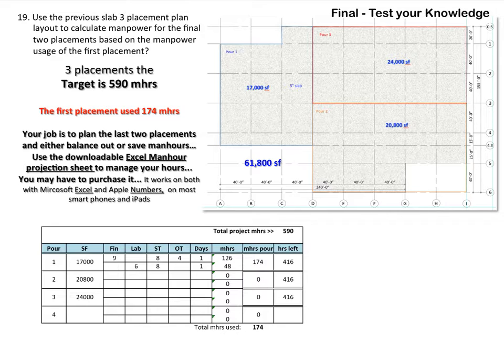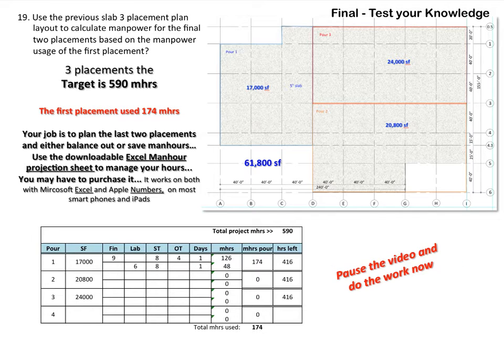Now you can use the downloadable Excel man-hour projection sheet to manage your hours. You may have to purchase it. It works on both Microsoft Excel and Apple Numbers on most smartphones and iPads. After the first pour, there is 416 man hours left to complete the job at or under budget. Pause the video now and do the work.